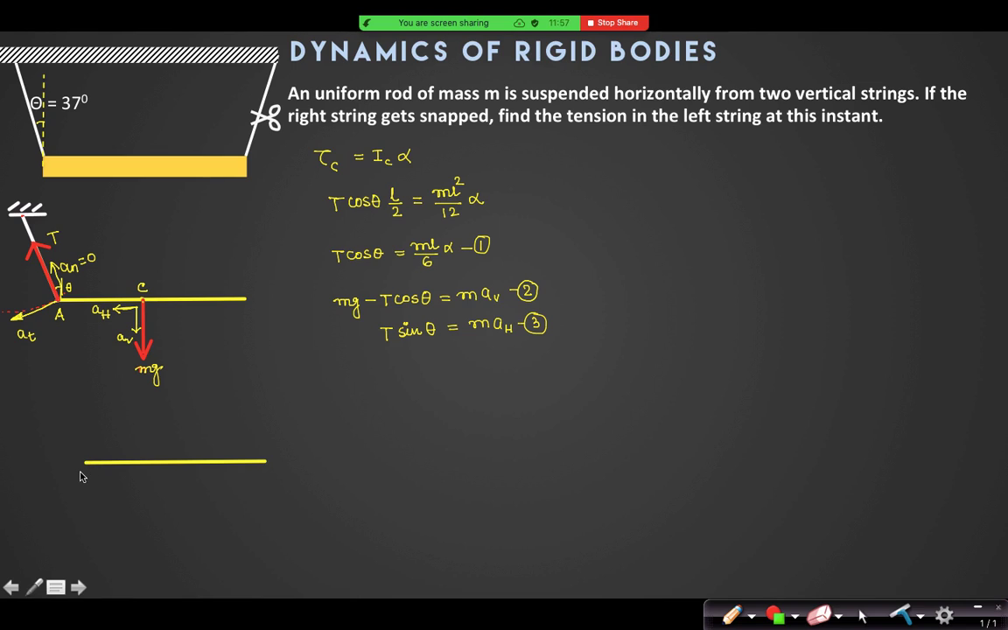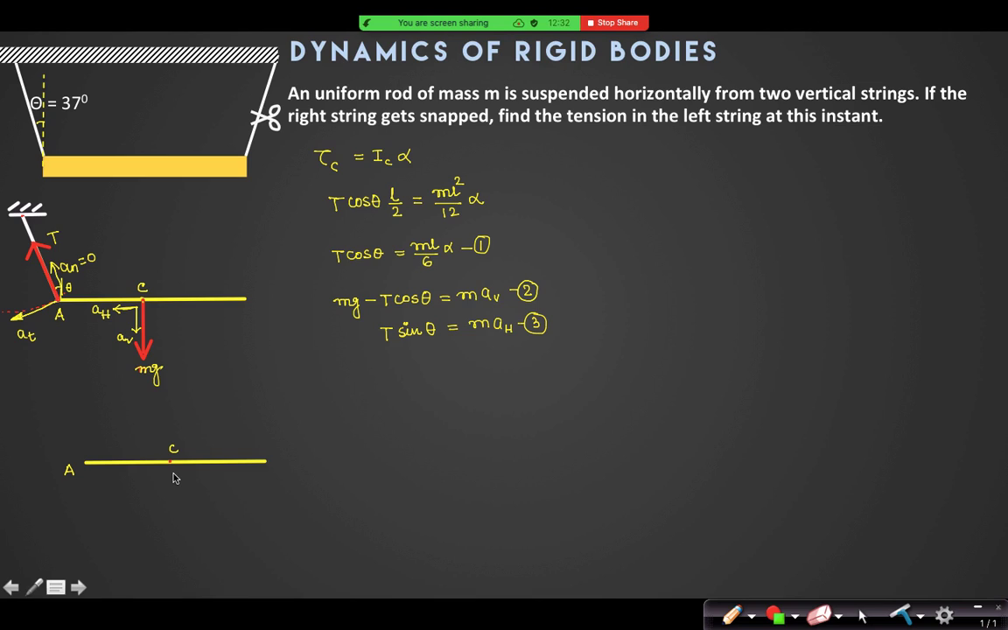So first, tell me what is the acceleration of that point A with respect to the center of mass? How do I find it? With respect to the center of mass, if I want to find the acceleration of point A, what is it? It's performing a circular motion. Yes, good.